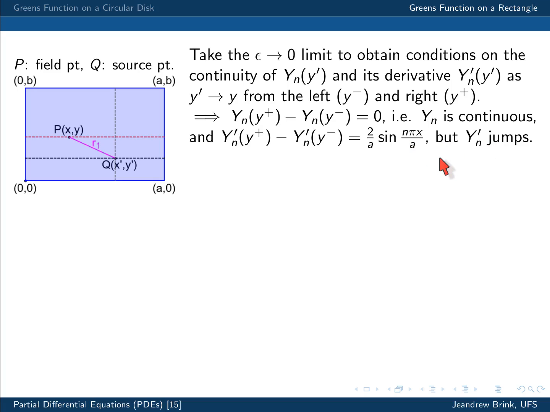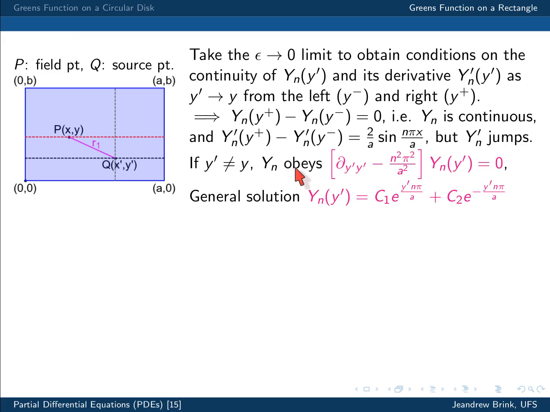Which we'll see is something we'll actually compute explicitly, the kink. Okay. Now, we basically understand the behavior if y prime is equal to y. So when our source point approaches our field point, to get the full solution we need to explore what happens when y prime is not equal to y. In other words, when our function yn simply obeys this expression, which we derived on the first slide.